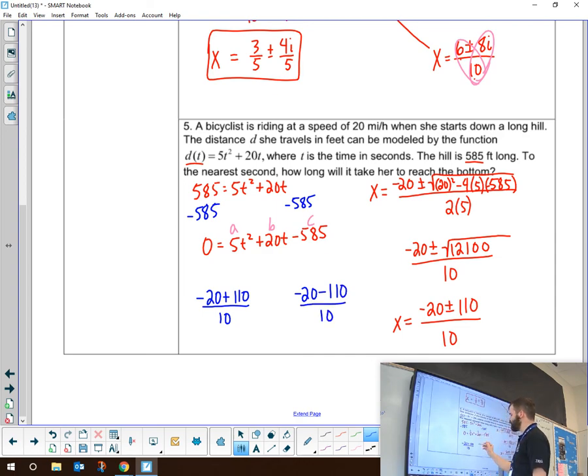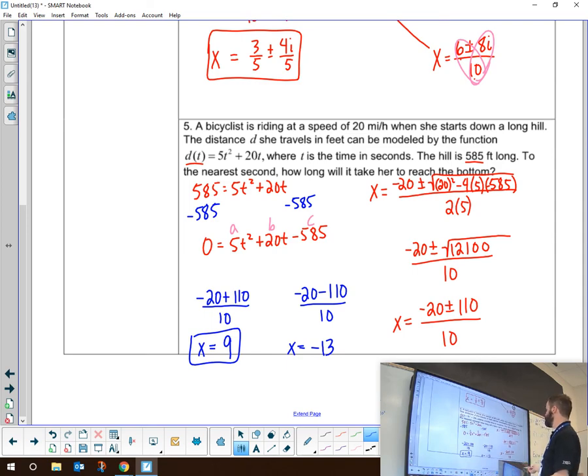Okay, negative 20 plus 110 is going to be negative 90 over 10. Negative 90 divided by 10 is going to, 90 divided by 10 is 9. So we'll get one answer of x equals 9. On the other side, negative 20 minus 110 is negative 130. Negative 130 divided by 10 is negative 13. So here are my two answers. Only one of these can be the true answer though, right? And that one answer is my positive one, x equals 9.